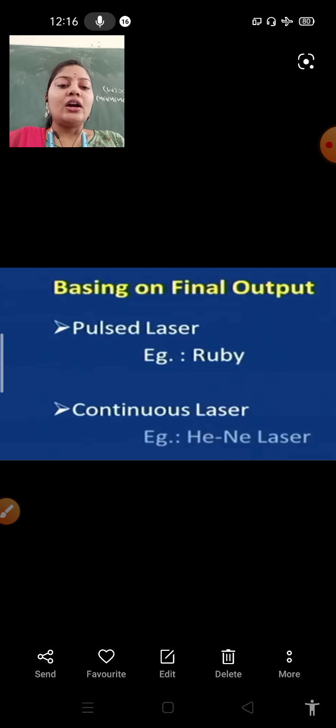Next, coming to the final output. Basing on the final output, whether the output is pulsed, meaning it is not continuous, we can classify the lasers. The first one is the pulsed laser. The best example for the pulsed laser is the ruby laser. Next, the continuous laser. The best example for the continuous laser is the helium neon laser.